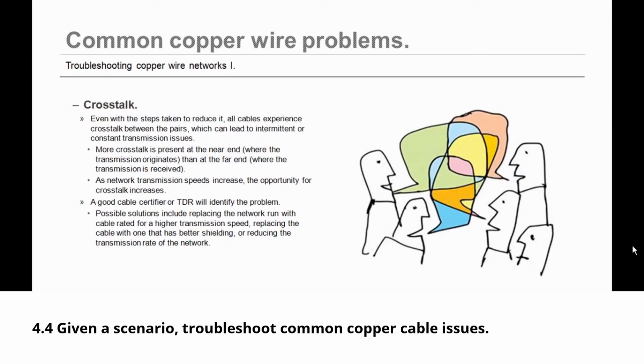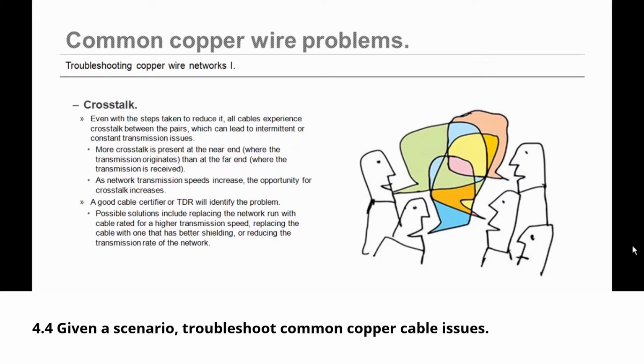Then there's crosstalk. Even with the steps taken to reduce it, all cables experience crosstalk between the pairs, which can lead to intermittent or constant transmission issues. More crosstalk is present at the near end, where the transmissions originate, than at the far end, where the transmissions are received. As network transmission speeds increase, the opportunity for crosstalk increases. A good cable certifier or TDR will identify the problem.